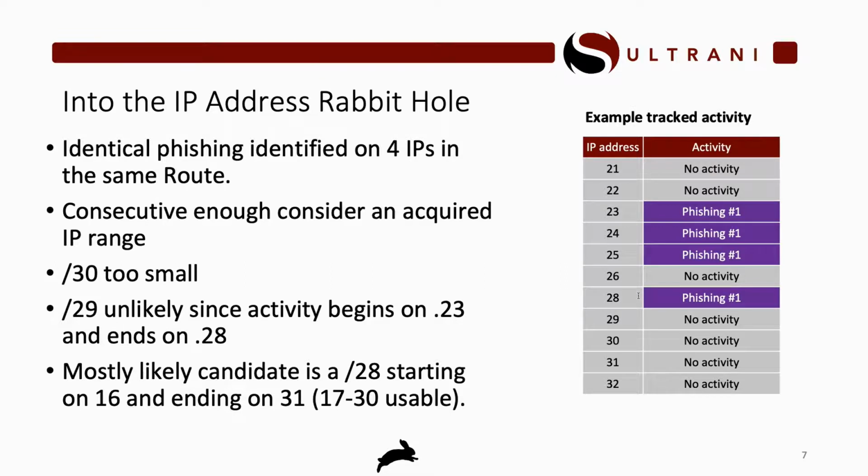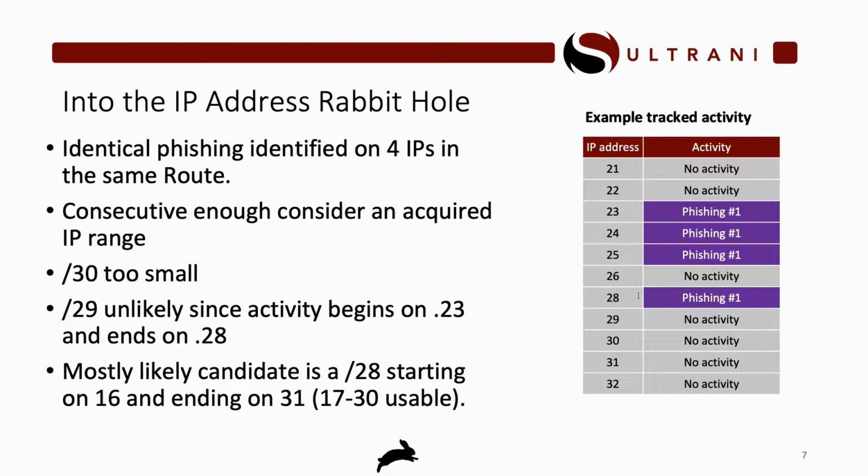When you're looking at the IP address, just for simplicity's sake, the first three octets can be anything. It doesn't really matter for the example. All I'm saying is the last octet is a .21, .22, .23, .24, and so on, all the way down to 32 there. And what we're looking for here is, let's say this was phishing that happened against our organization. We see phishing on .23, .24, .25, nothing on .26, but do see something on .28. And then there's no activity in the other parts of this IP range. That's a kind of typical pattern.